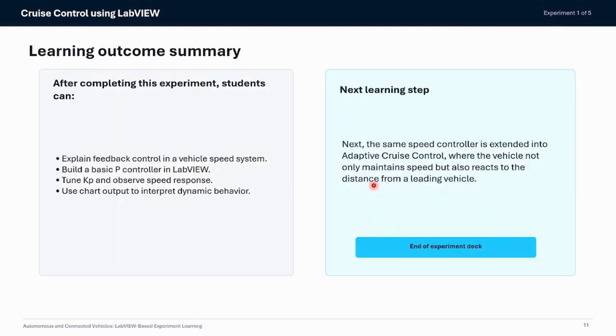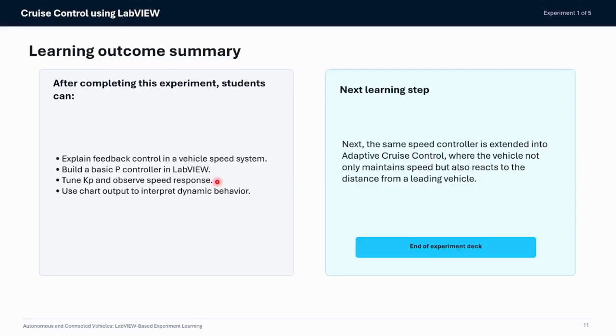After completion of this experiment, students can expect to understand the feedback control vehicle speed system, build a basic P controller in LabVIEW, tune the KP and observe the speed response, and use a chart output to interpret the dynamic behavior. The next learning topic is the speed control experiment leading into adaptive cruise control.